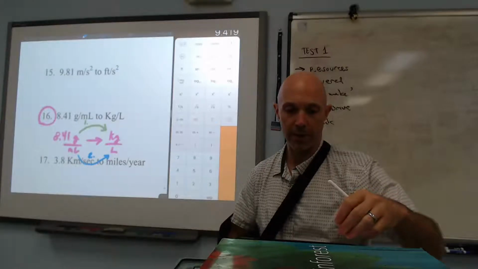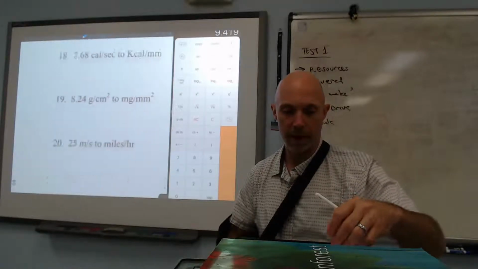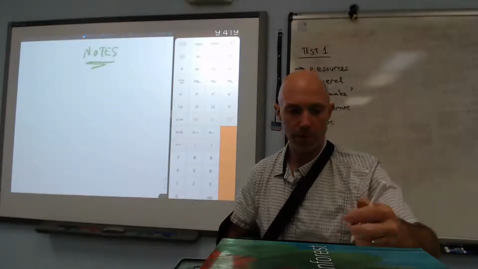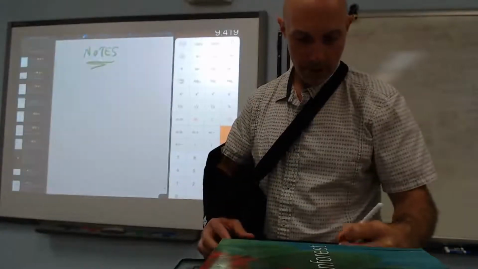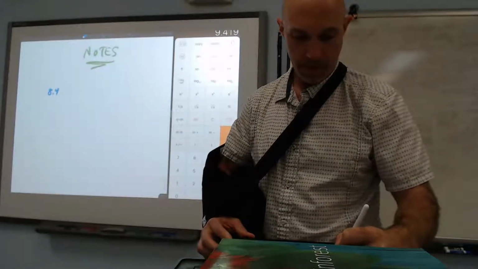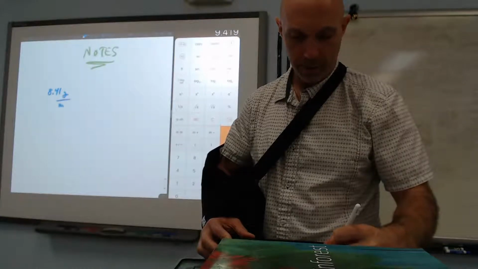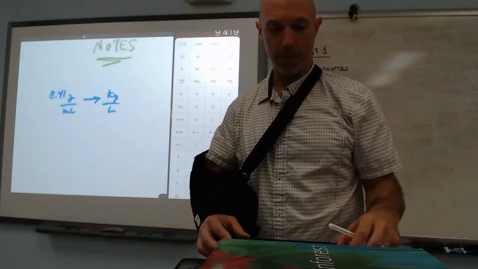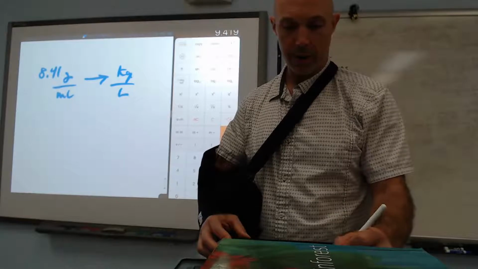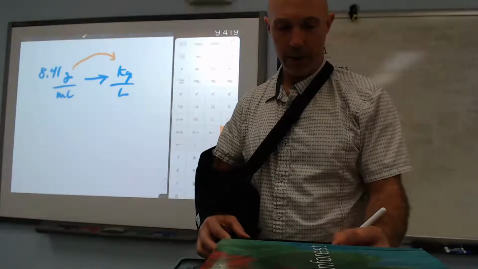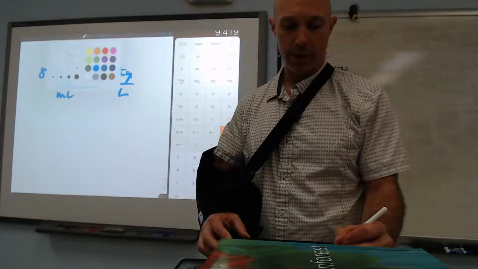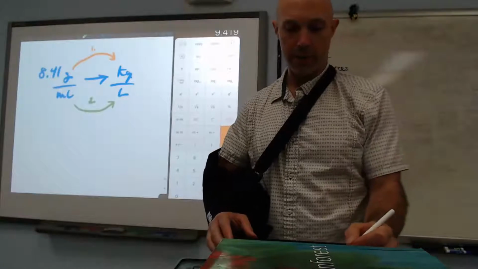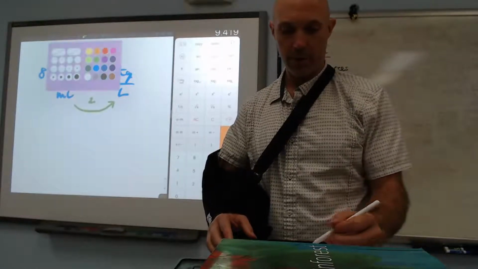So I'm going to do this on the bottom sheet. So 8.41, you can remind me what that said. We'll do it right here. 8.41 grams per milliliter, and then into kilograms per liter. And we went ahead and said, here's the first conversion in orange. Here's the second conversion in green. So we'll go ahead and set up. We use purple for now.